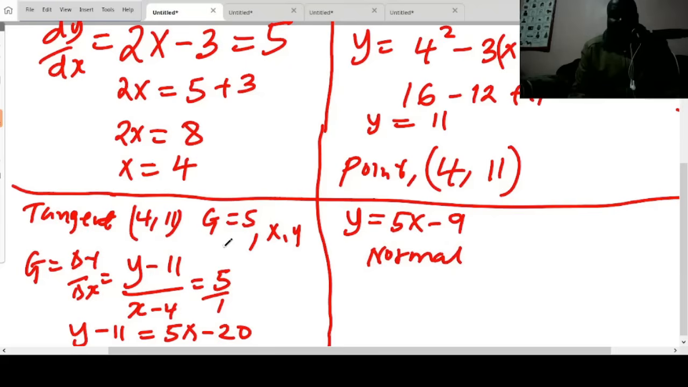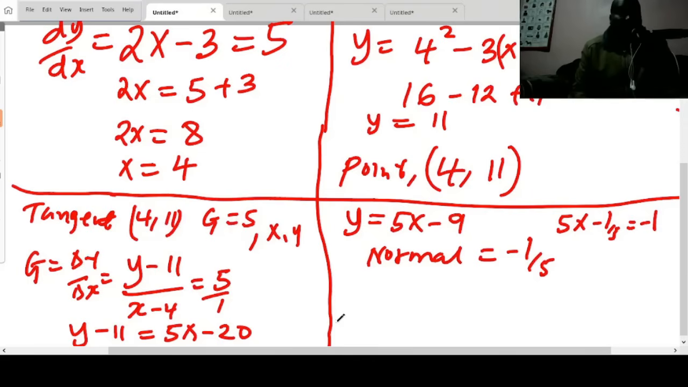Now the normal. If the gradient of the tangent is 5, then the gradient of the normal is equal to negative 1 over 5, such that 5 times negative 1 over 5 gives negative 1, because the normal and the tangent are perpendicular. Now we have the gradient of the normal, we have the point (4, 11) and the general point (x, y).